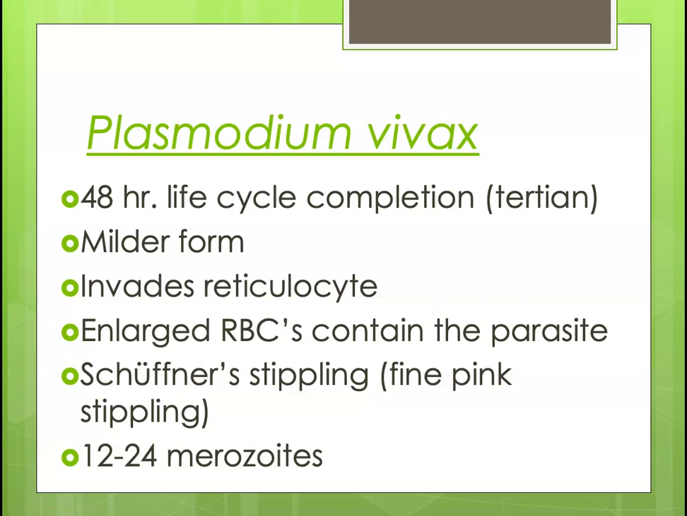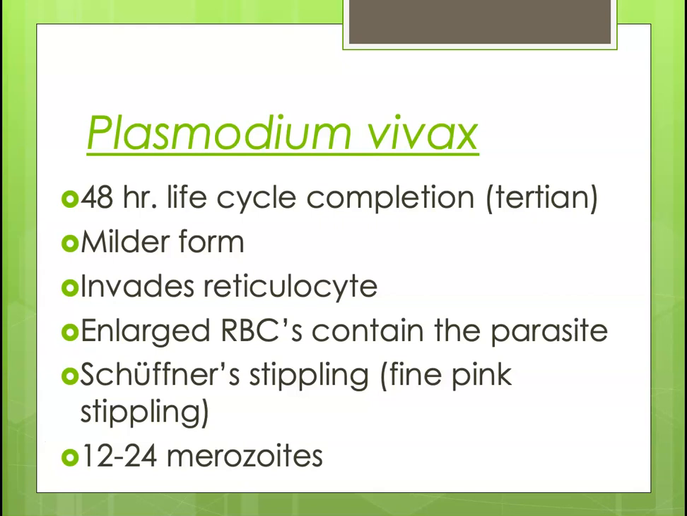Next, we will go through each of the four species of Plasmodium and talk about their unique characteristics. So starting with Plasmodium vivax. This one has a 48-hour life cycle completion, so it's also known as tertian malaria because invasion of new RBCs begins on the third day. This is a milder form. It invades reticulocytes usually, so the younger RBCs. And because it invades the retics, we're usually seeing enlarged RBCs as the ones infected with the parasite.